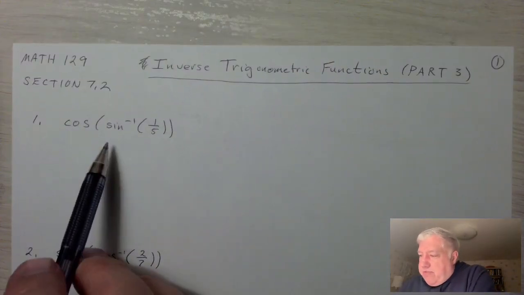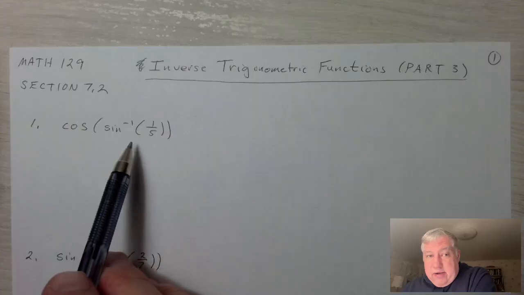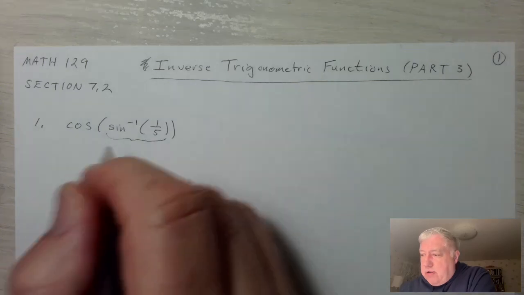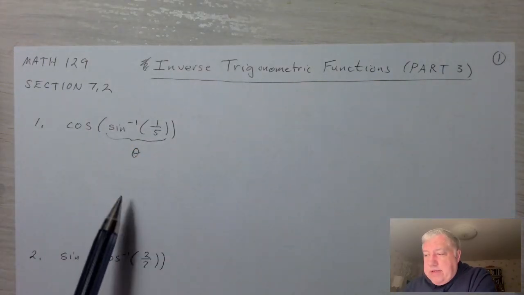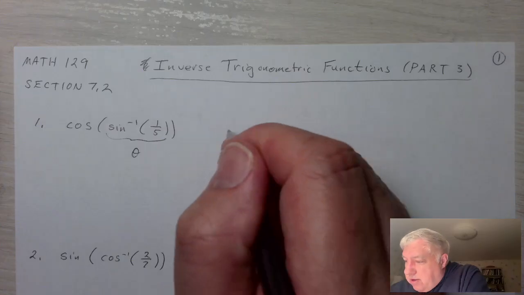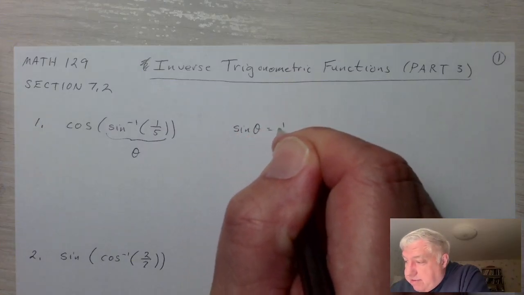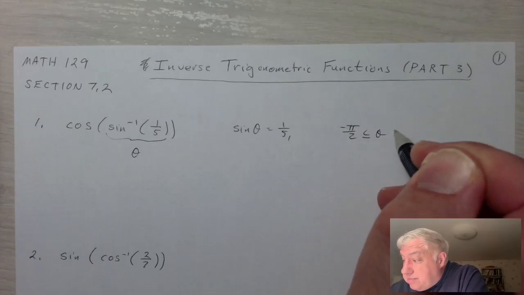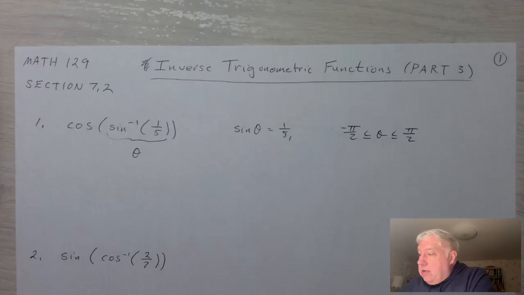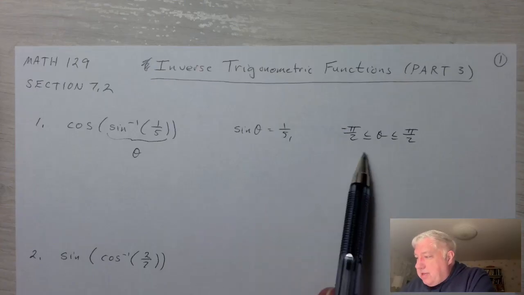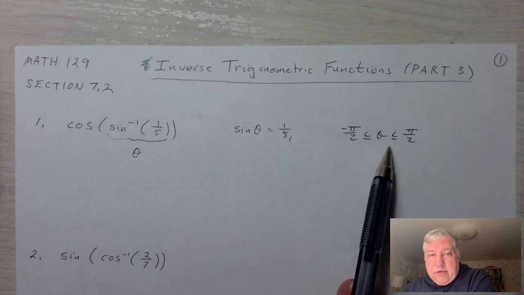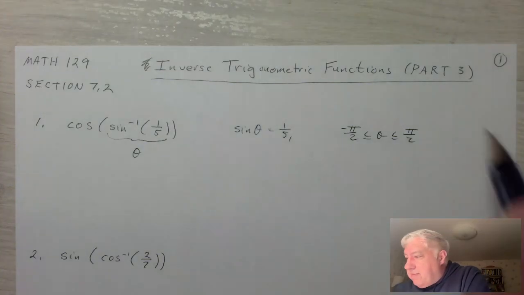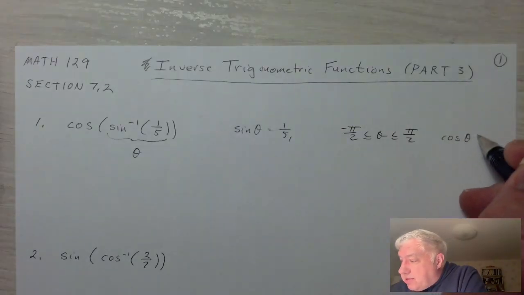So, for example, if we want to find the cosine of the inverse sine of 1/5, let's give this inverse sine of 1/5 a name. We'll call it theta. And we know that if theta is equal to this, there are 2 things we know: that the sine of theta is 1/5, and theta is between negative pi over 2 and pi over 2. So this says that theta is either in the 4th or the 1st quadrant, and because the sine is positive, it must be in the 1st. And because it's in the 1st, the cosine of theta must be positive.